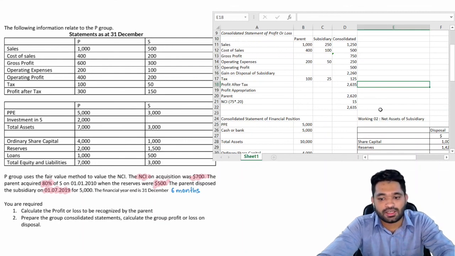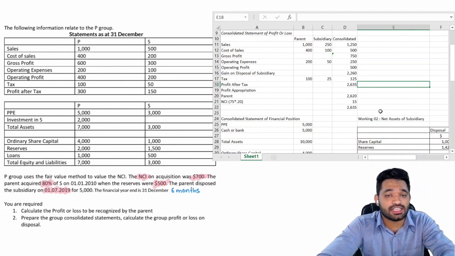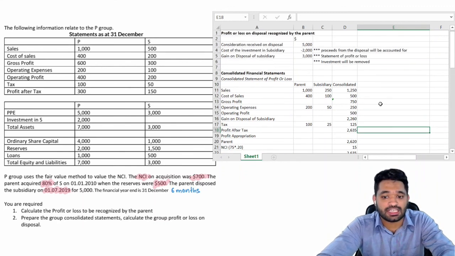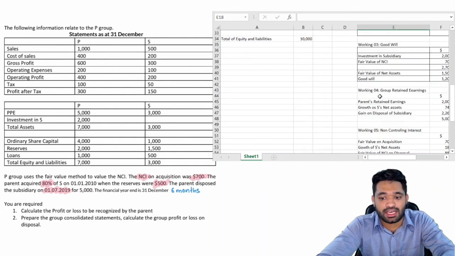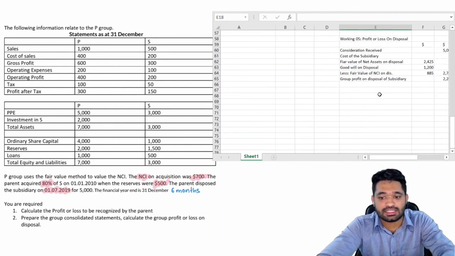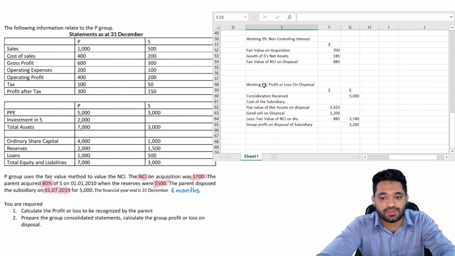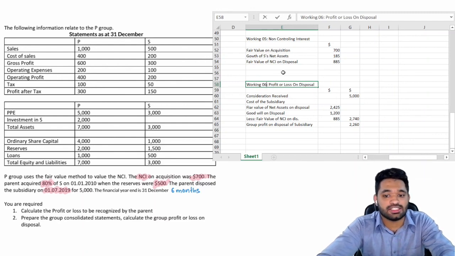Right, so this is it, guys. This is how you prepare a consolidated statement of profit and loss and a consolidated statement of financial position when there is a group disposal. And this is how you will be getting the individual profit or loss on the disposal of the subsidiary. And here under working number 6, you would be seeing the profit and loss on disposal of the subsidiary.